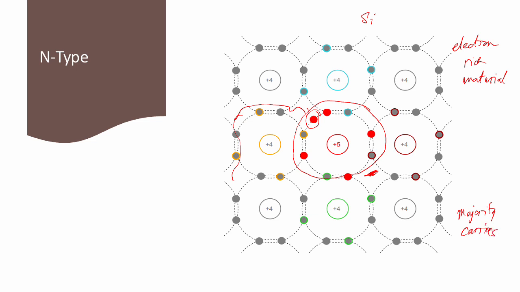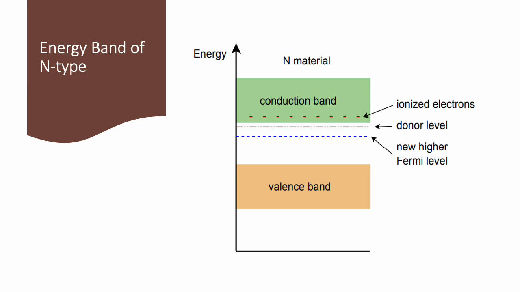And because they are the most abundant charge carriers in an n-type silicon. Now we will understand the mechanism of an energy band of an n-type semiconductor. So we have here the valence band and the conduction band. So remember, the valence band is the lower energy band and the conduction band is the higher energy band.